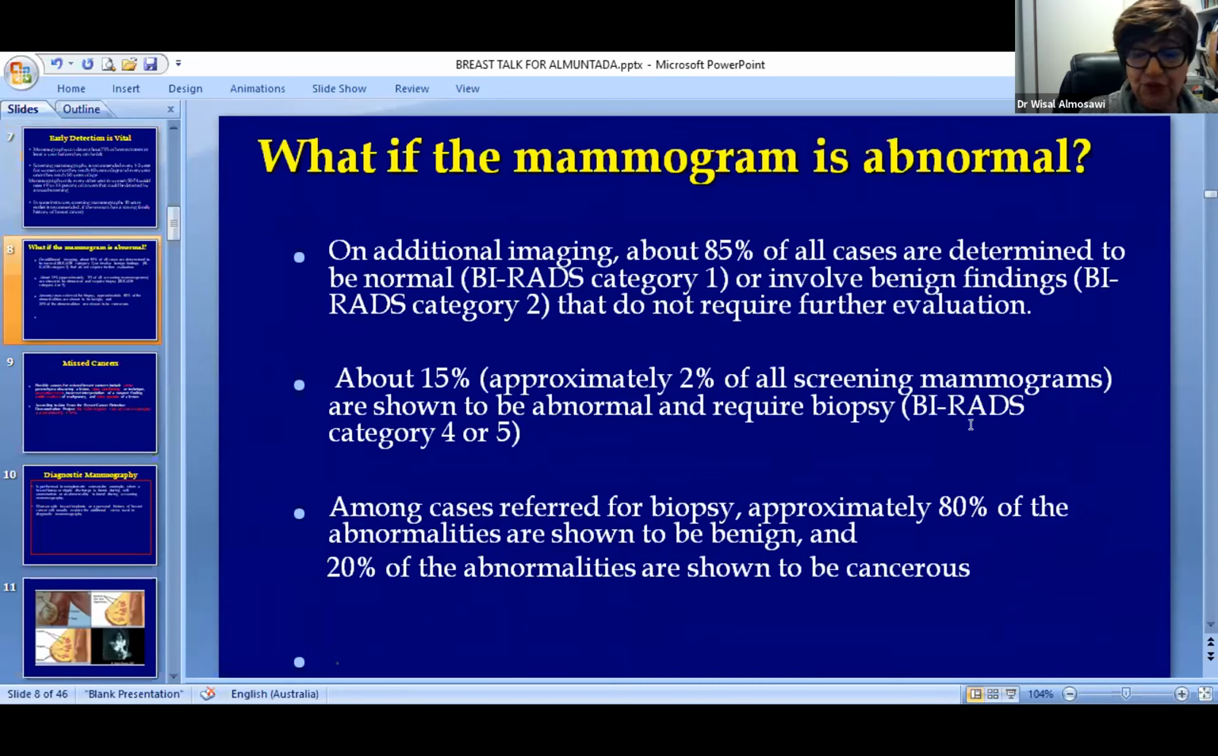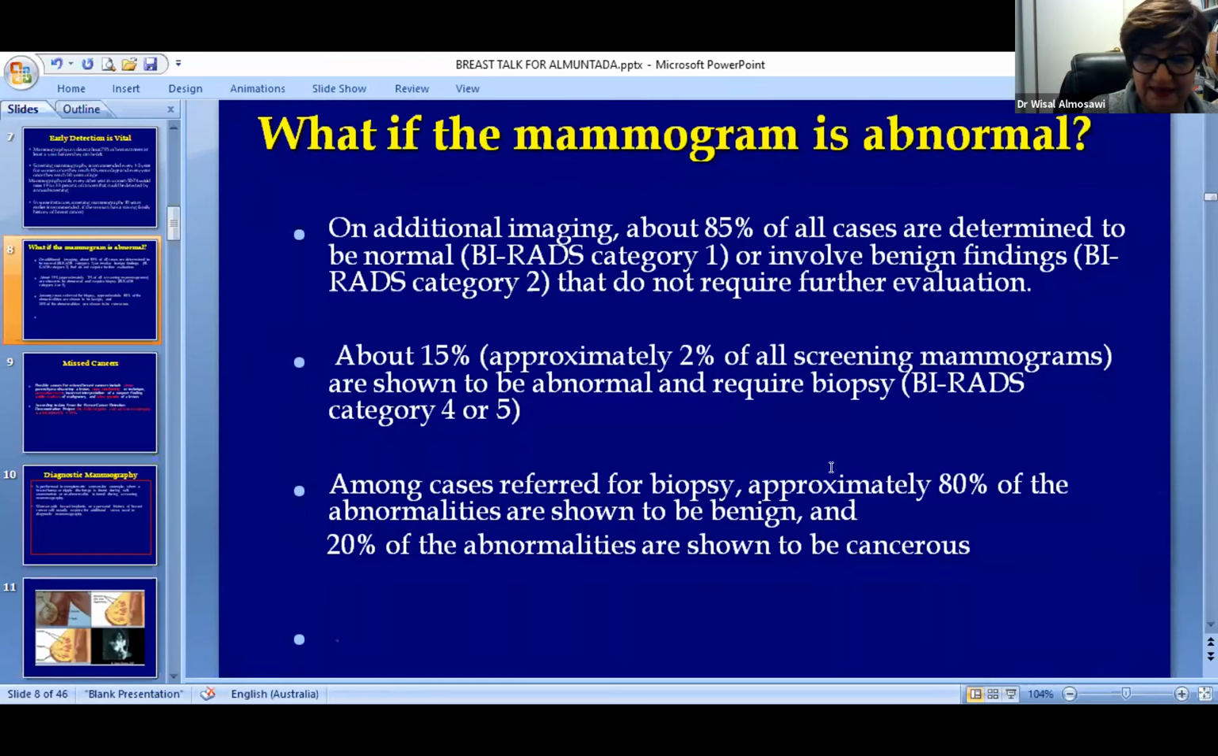Once we detect an abnormality, especially in screening, they usually send the patient back for a workup. So we do X-ray views, we do ultrasound, we examine the patients in order to further evaluate this abnormality. We found that on additional imaging, 85% of cases which are determined to be abnormal on screening will end up being just BI-RADS category 1 or 2, which is a benign presentation, like a cyst, fibroadenoma, or fibrocystic changes.